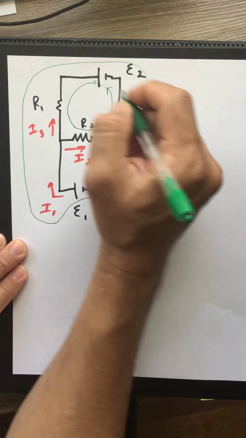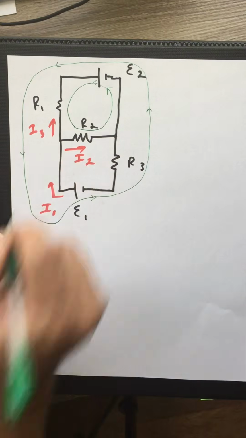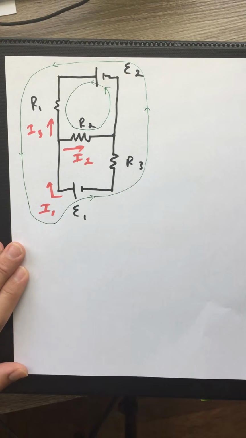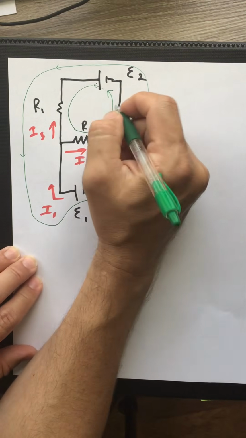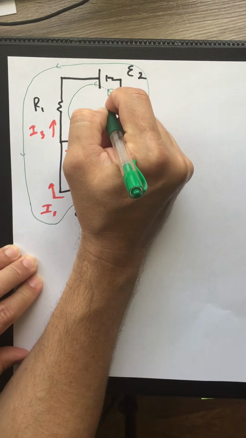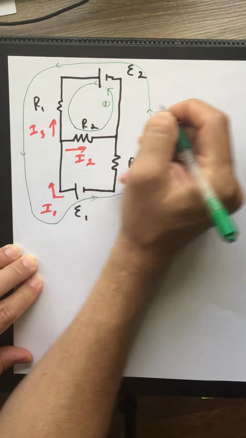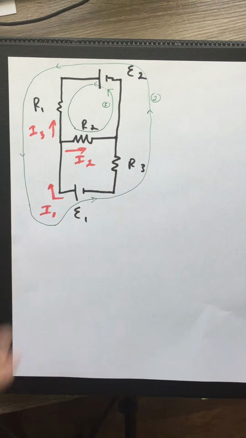So just to remind myself of my direction, let me go ahead and put that in. You don't have to do that. This is just to remind me of what I'm doing. Okay, so we'll call this inner one loop 1. I'll say this is loop 2.